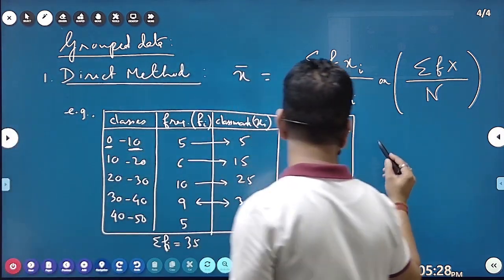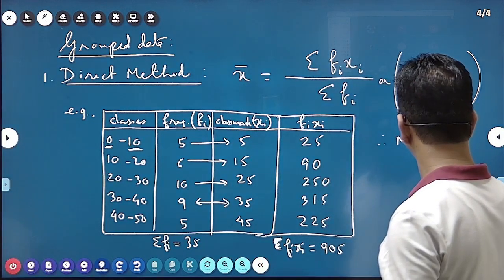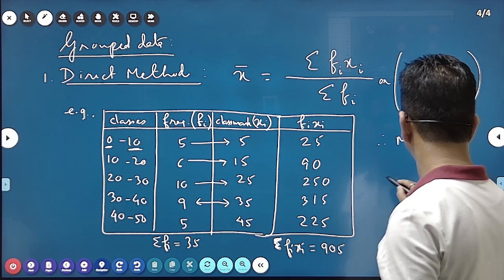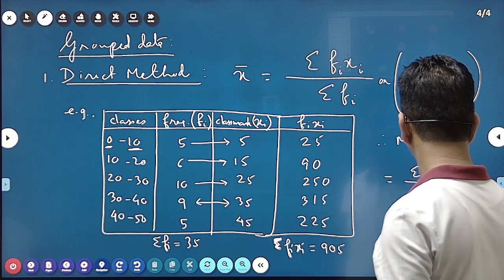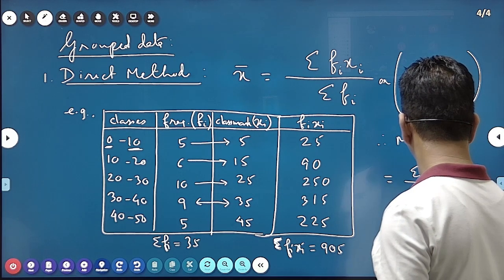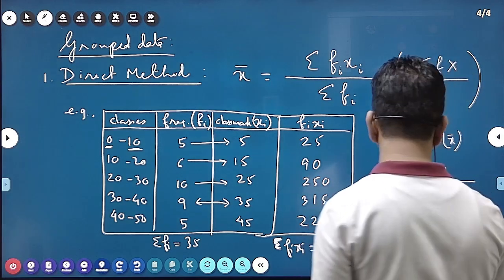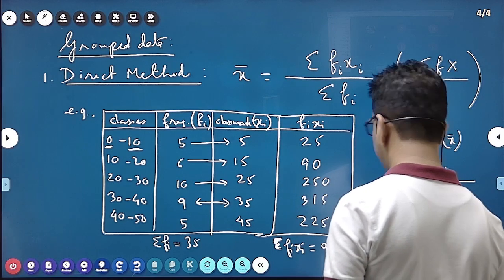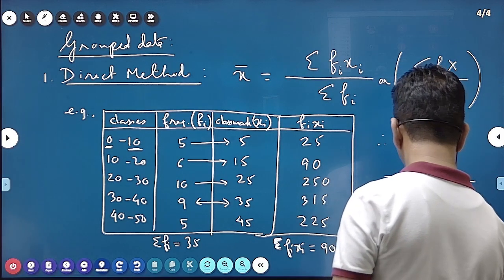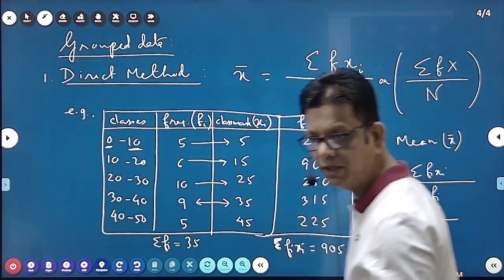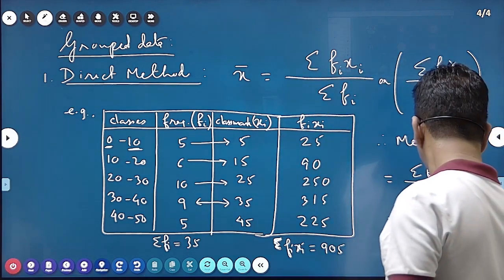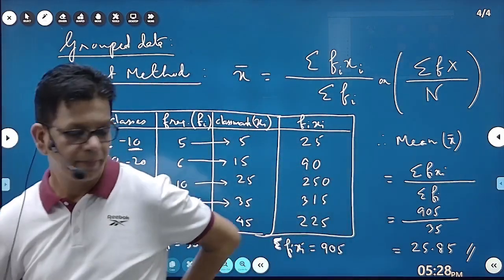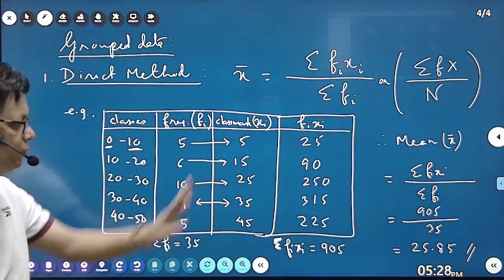Now the required mean x bar is, as you know, summation of fi xi divided by summation of fi. Just put it, summation of fi xi is 905, summation of fi is 35. Just divide, and it is 25.85. So this will be your required mean. And as you know, options are there, so you will put the correct option.